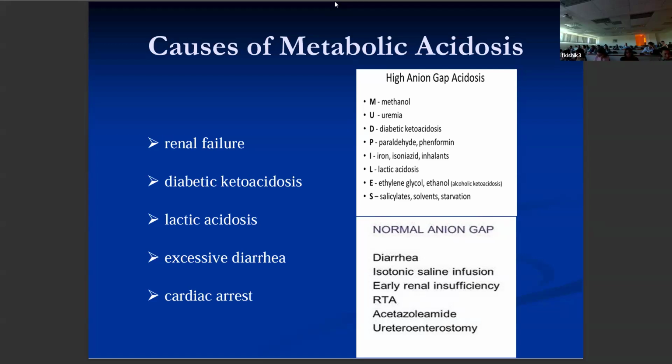Methanol, uremia, isoniazid, iron, lactic acidosis, salicylates, right? Drug overdose. So salicylate is what? What's a salicylate? Aspirin. Ethylene glycol, very common. People will drink ethylene glycol. You know what that is, right? Antifreeze.